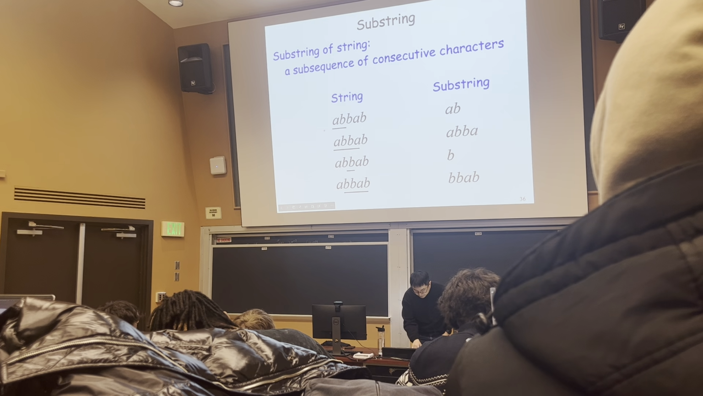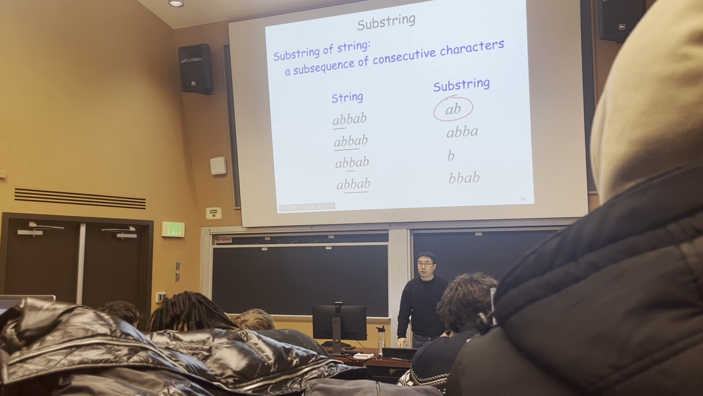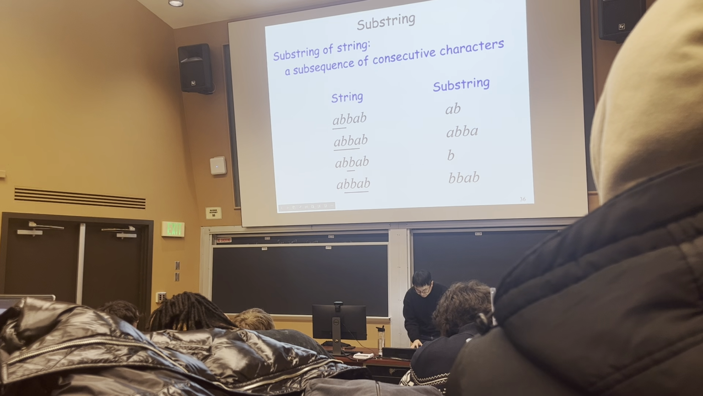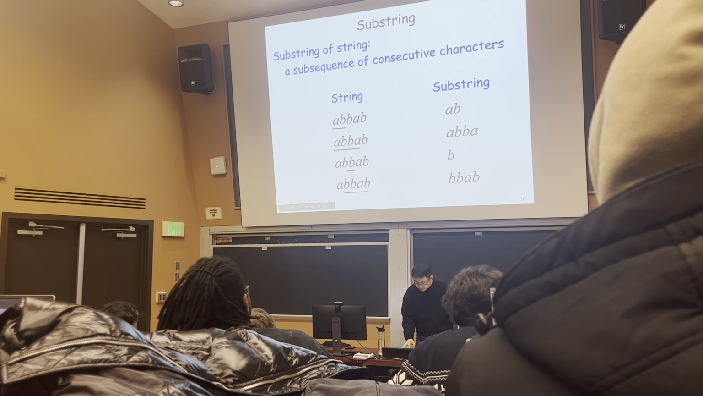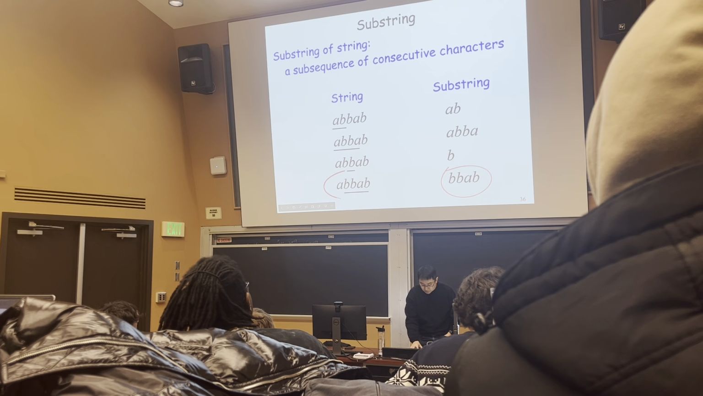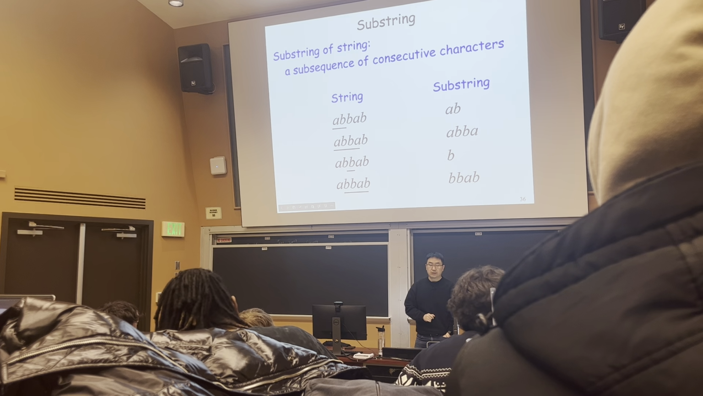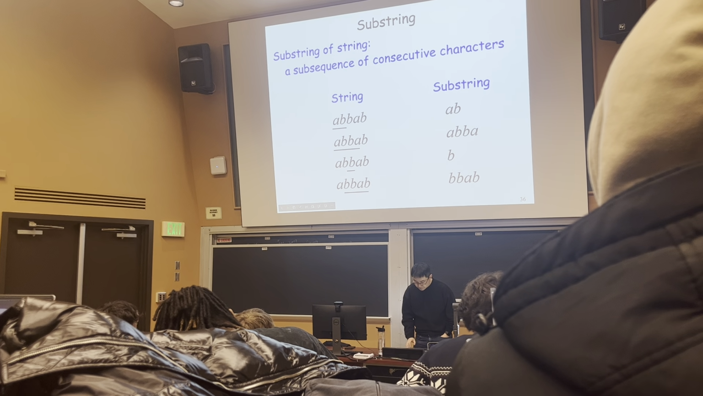So if you are given a string ABBAB, then we will say AB is a substring of ABBAB. And BBAB is also a substring of it. Okay, so substring length is definitely smaller than the original string's length. So this is a substring.